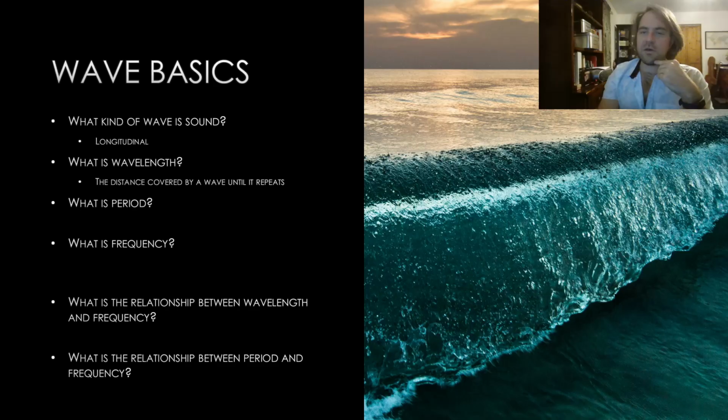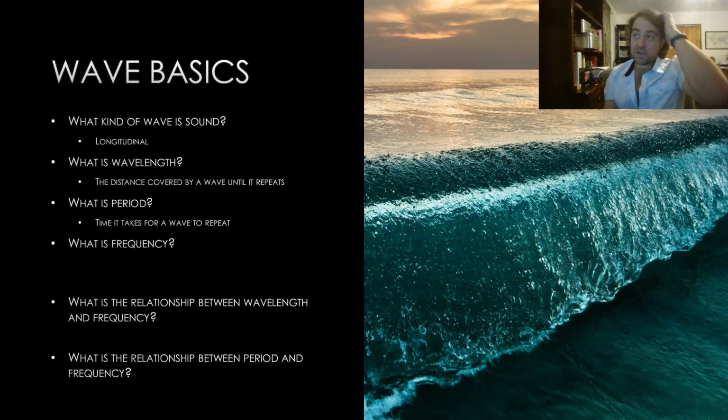What is period? Oh, whoops, I shouldn't have given that away so quickly. What is period? The time it takes for a wave to repeat. So this is just in time. Instead of looking over distance, if you look at just one spot, like right at my mouth as I'm talking, there's a time it takes before it starts over again at the mouth. So that's a time measurement. Wavelength is a distance measurement, the distance covered by the wave until it repeats. Period is the time it takes for the wave to repeat.